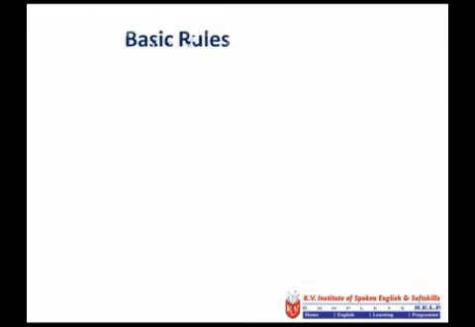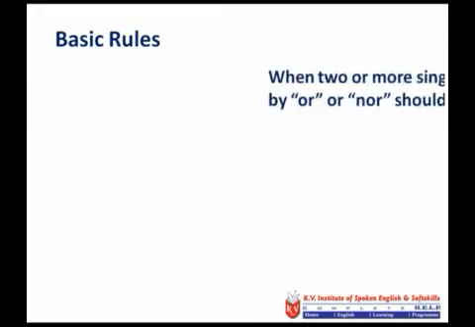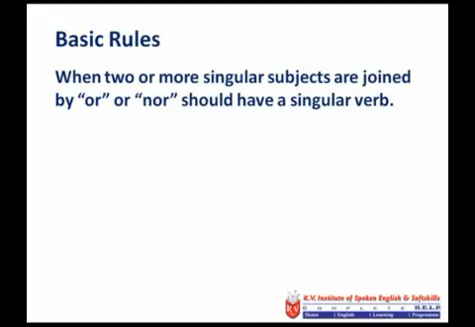Let's see the rule number 2. When two or more singular subjects are joined by or, nor, they should have a singular verb. This gives a perfect meaning to a sentence as you are choosing between two singular objects.